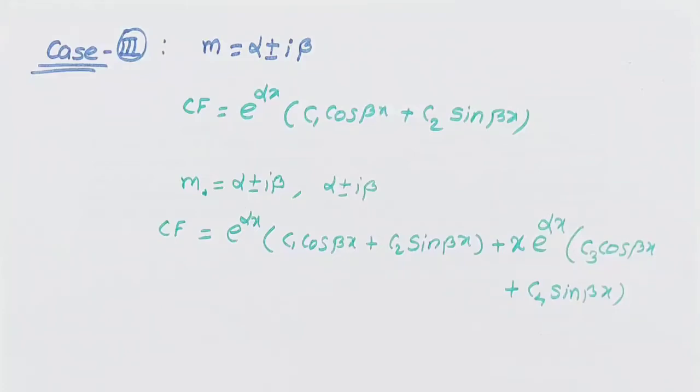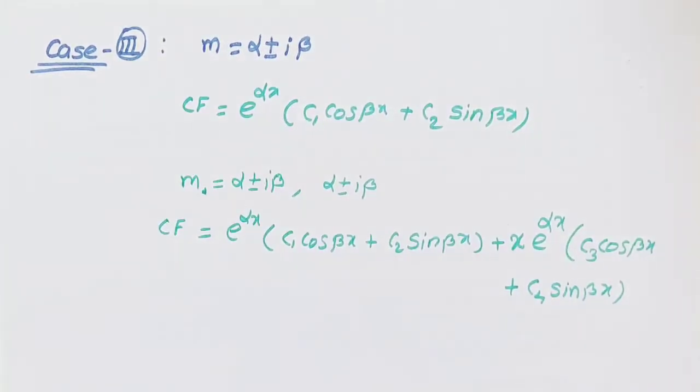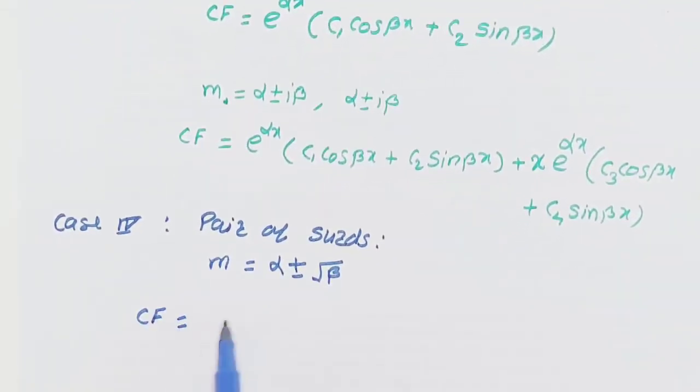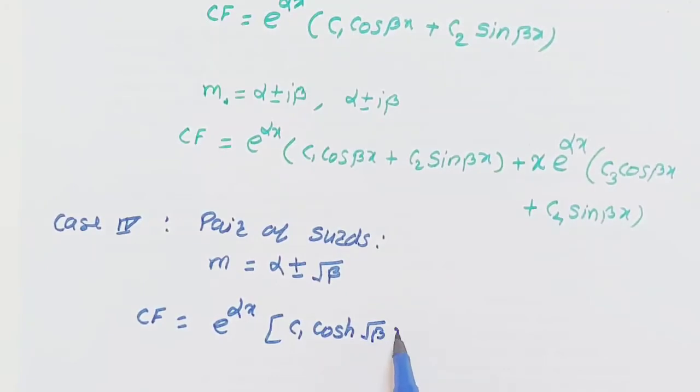Suppose we have given roots are distinct and real. That case we have already studied in case number 1, but here we are considering a pair of surds. That means if we get the roots of the quadratic equation in the form of alpha plus minus under root of b, CF is e raised to power alpha x, here c1 cos hyperbolic under root of b x plus c2 sin hyperbolic under root of b x. You can write it this way also.